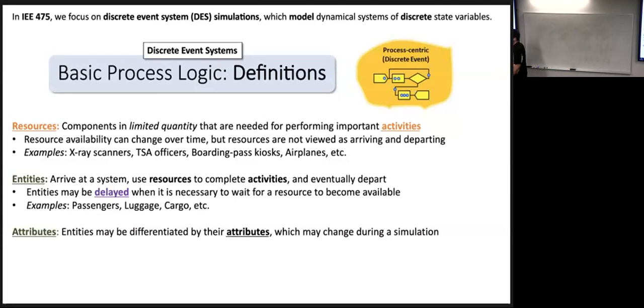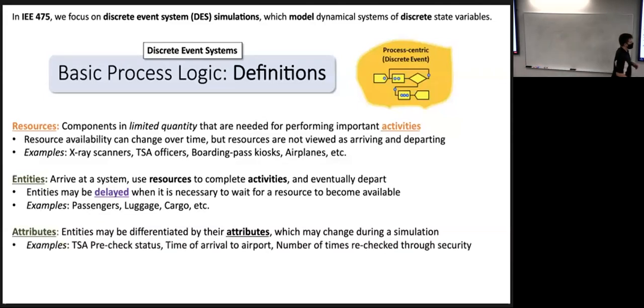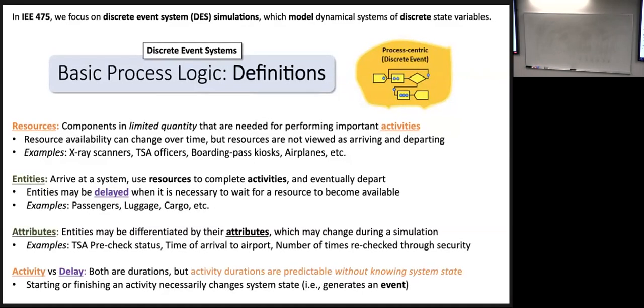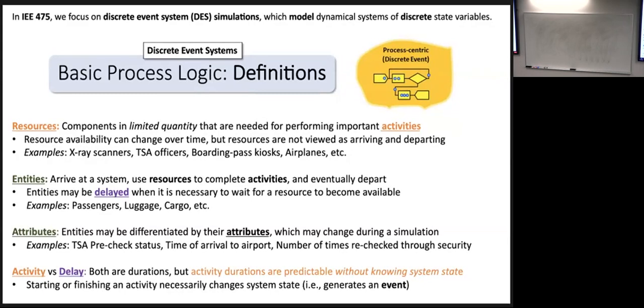So attributes can change during a simulation, but they ride along with the entities. And so they're not global variables. They're variables that are local to every entity. When an entity comes in, they have default variables. When they go out, they're lost forever. So they are things that help us discriminate among entities within the process. And so examples, and then activity versus delay, which comes up here. Both are durations, but again, activities are predictable. Activities are the things we can gauge with a stopwatch by watching someone. Delays, we don't know until we actually run the simulation. So delays are things that are outputs, activities are inputs.